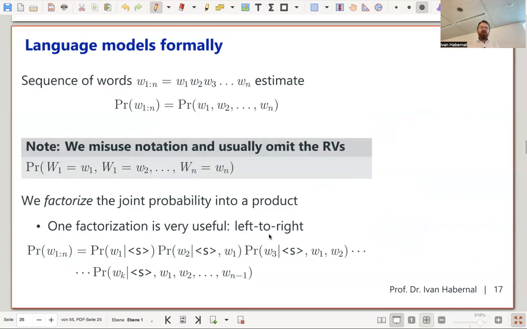So here formally, we have a sequence of words, W1, W2, and so on. And we're using this notation. So this is a sequence of words. This is the notation.